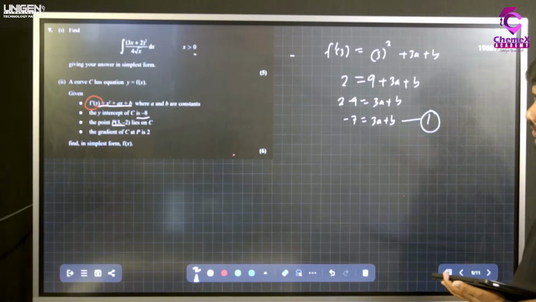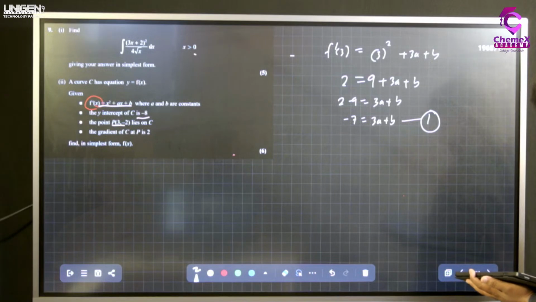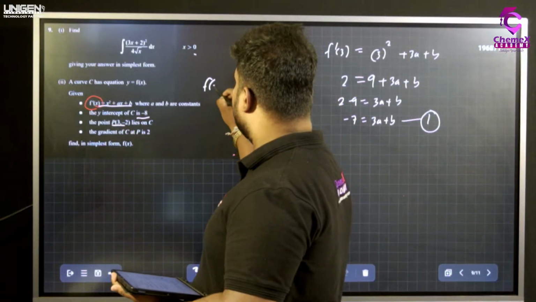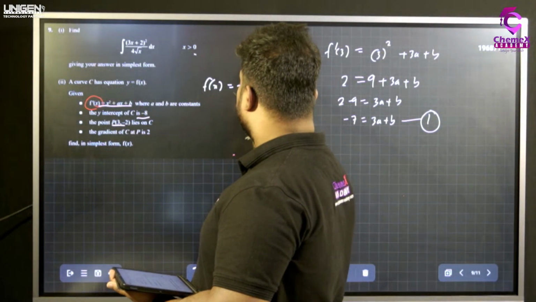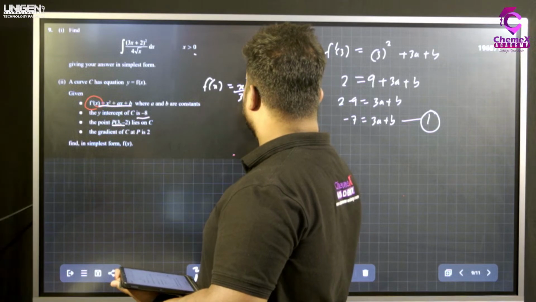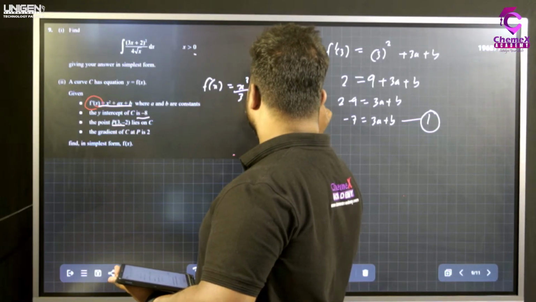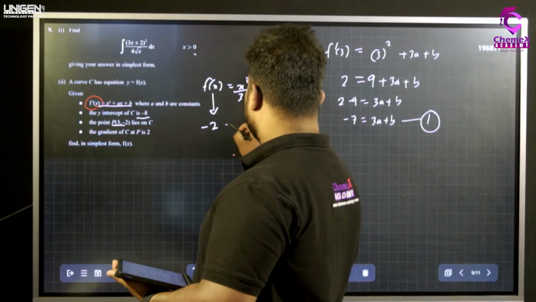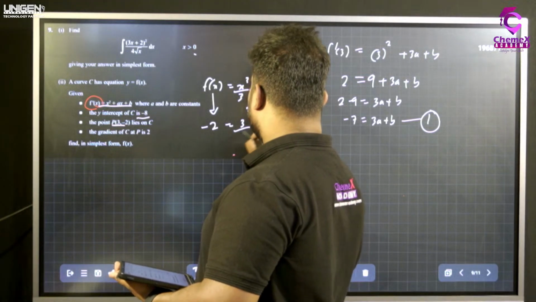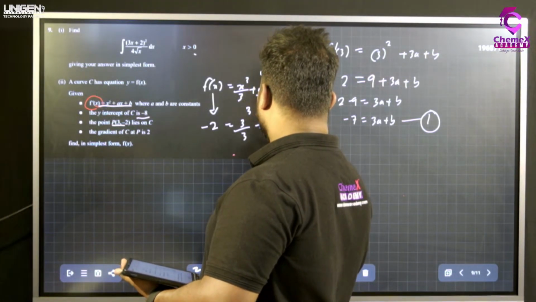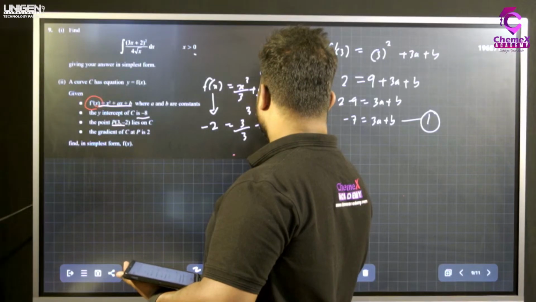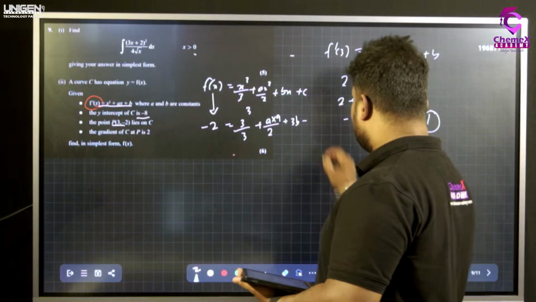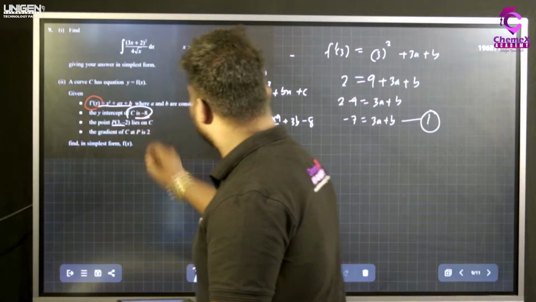Now then the equation of fx. So you can integrate fx. If you integrate that, you get x to the power 3 divided by 3 plus ax squared divided by 2 plus bx plus c. This is given as minus 2. Then 3 to the power 3 divided by 3 plus a over 2 into 9 plus 3b plus c. Instead of c, you can straight away put minus 8 because they have given the c value as minus 8.